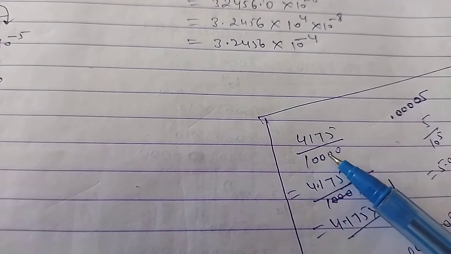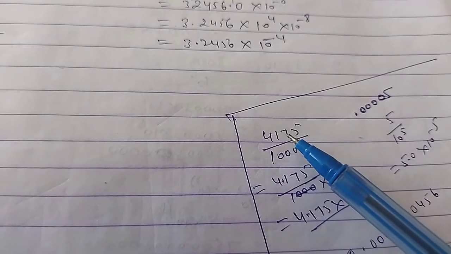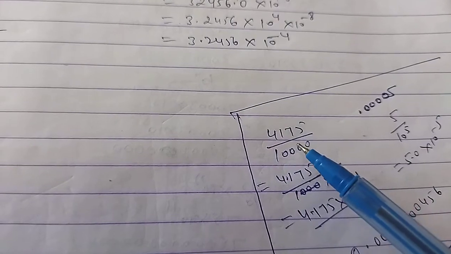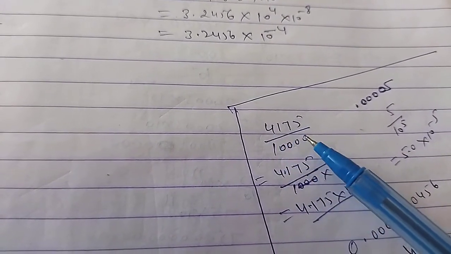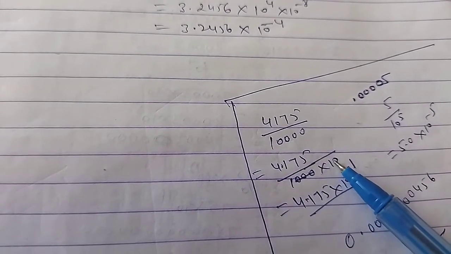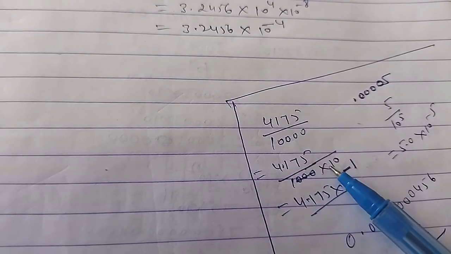How many zeros? 1, 2, 3, 4 zeros I can put in the decimal. But the procedure is, I'm looking for the decimal here after 4. So what will I do? I need to count the digits. 1, 2, 3 digits. So 3 zeros I will keep aside and 1 zero I will write separately. So for these 3 zeros, I'll put the decimal and 1 is left there.